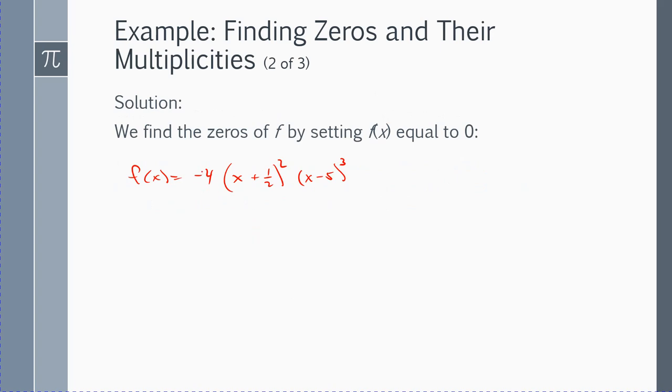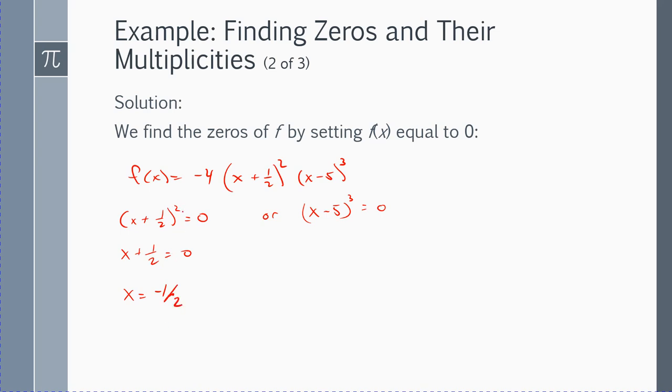All right, well look, the -4 here doesn't matter. So you're going to look at this expression here: x plus 1/2 squared is equal to 0, or this one here, x minus 5 cubed is equal to 0. Well, look, if this is going to be equal to 0, then what's underneath the exponent here in the parentheses has to be equal to 0. So x plus 1/2 is equal to 0, so x is equal to negative 1/2.